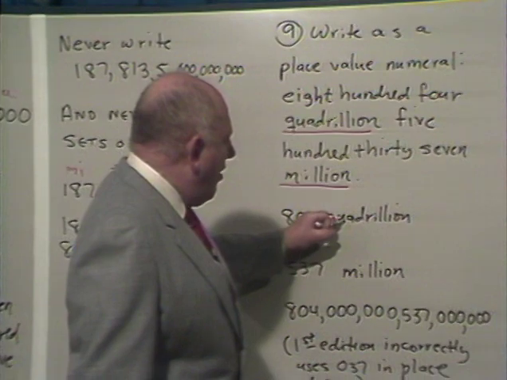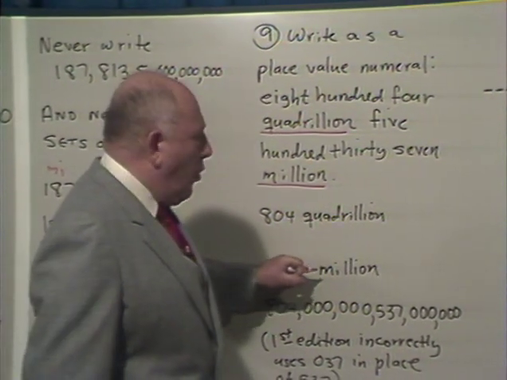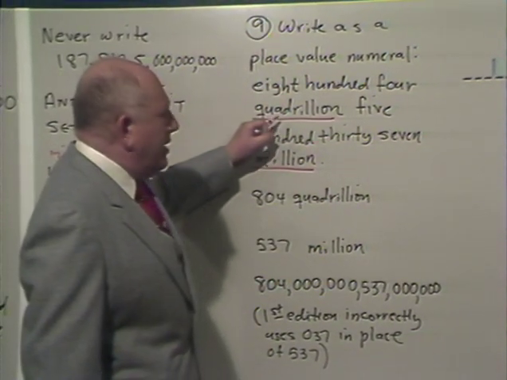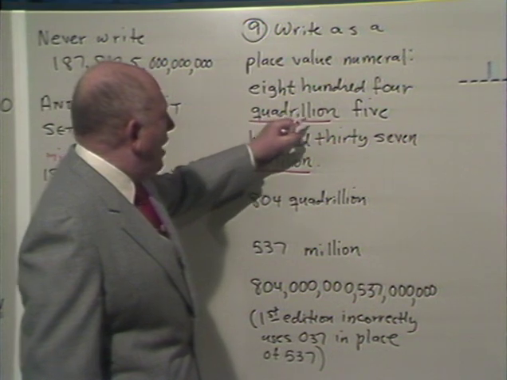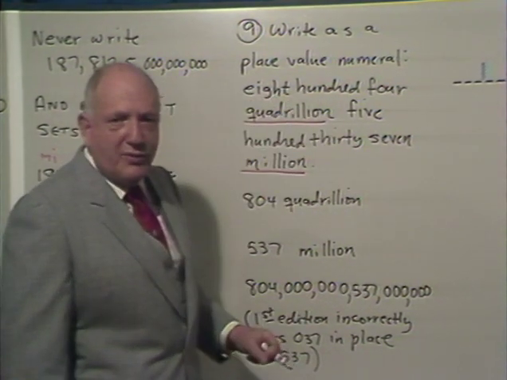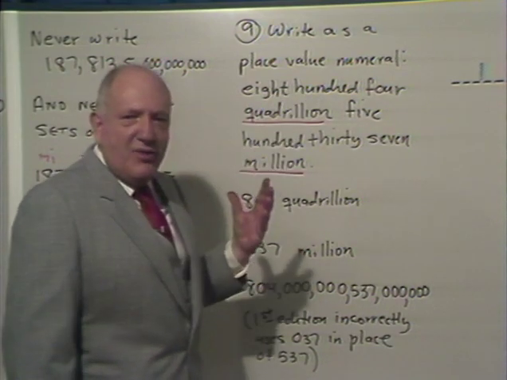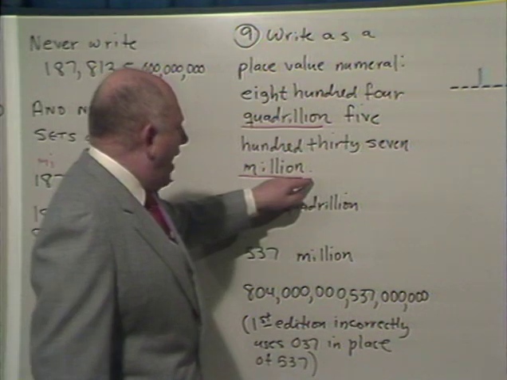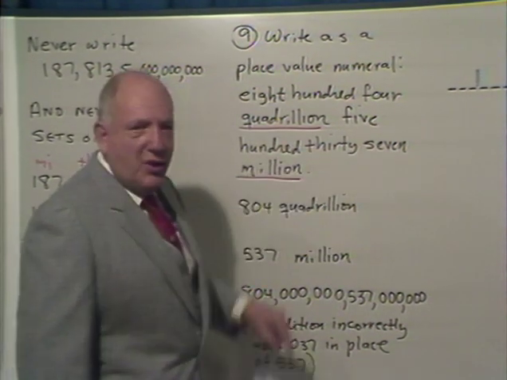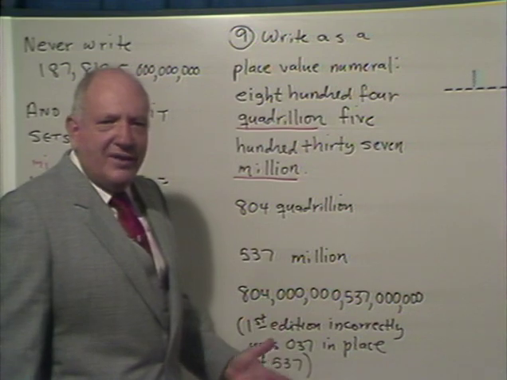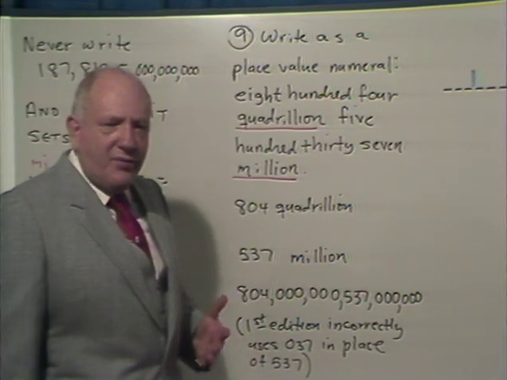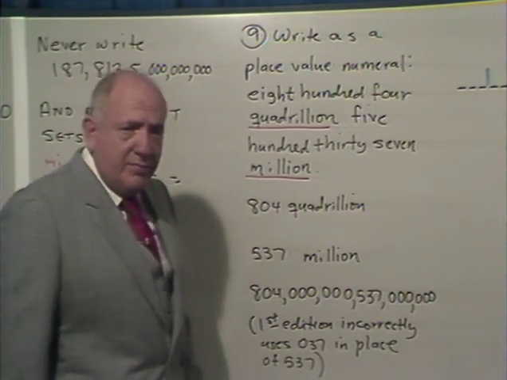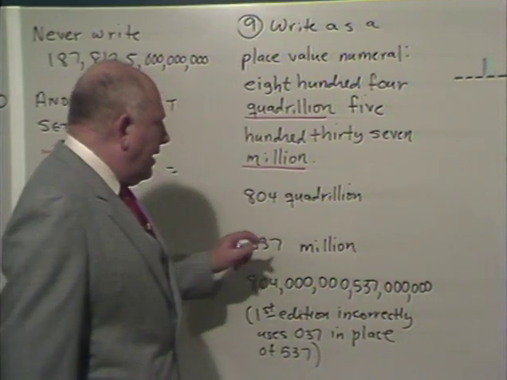What are the 2 major nouns? Quadrillions and millions. What do I need? I need the adjectives that modify them. So I go back to the beginning of the problem and ask, what modifies quadrillions? Well, 804 quadrillions. 804, that's a 3-digit number, so I can do that pretty easily. What modifies million? 537. Well, 537, that's an easy 3-digit number. So what do I have? 804 quadrillion, 537 million. Now, how do I locate the zeros?